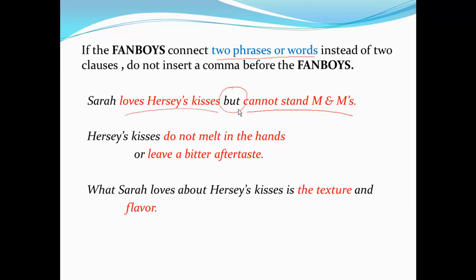Because if you did, you would be missing the subject here. Does that make sense? Same thing here, "Hershey's Kisses do not melt in the hands, leave a bitter aftertaste." These are two partial sentences, phrases, so no comma before the fanboys. What Sarah loves about Hershey's Kisses is the texture and flavor. The same thing, "and" only connects two nouns, so no comma before fanboys.